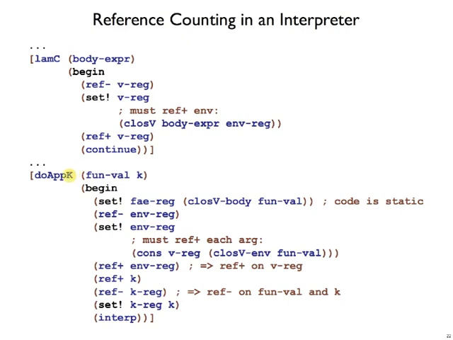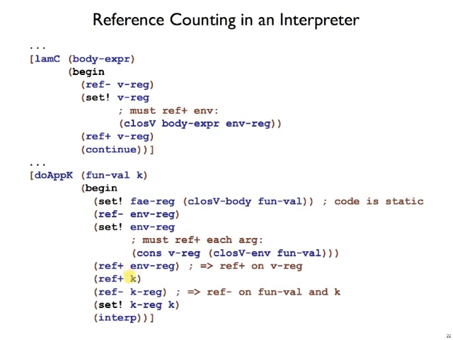In continue, in the do_appk case, similar things happen. First, we will extract the new expression from a closure. There's no reference counting there because we're assuming that expressions are allocated statically. So then we move on to the environment record, where the first thing is we need to decrement the reference count on the current environment. And then we set the new environment to a cons, which produces an extended environment, which again we assume increments the reference count on the value that we're passing from the value register and the environment that we pull out of the closure. And then that environment extension is going into the environment register, so we increment its reference count as well.